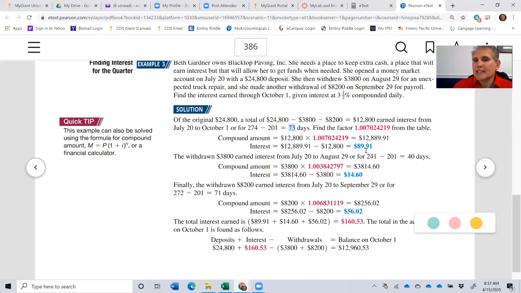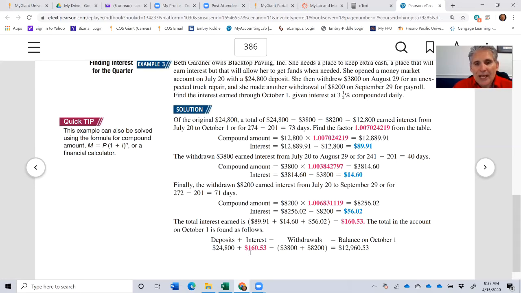So we're going to take the 89.91 that we earned on the amount that stayed there the whole time, 14.60 on the amount that was withdrawn, the $3,800 that was withdrawn, and then $56.02 on the $8,200 that was withdrawn. We're going to add those up, and we're going to come up with a total amount of interest of 160.53. We have our total deposit, $24,800.